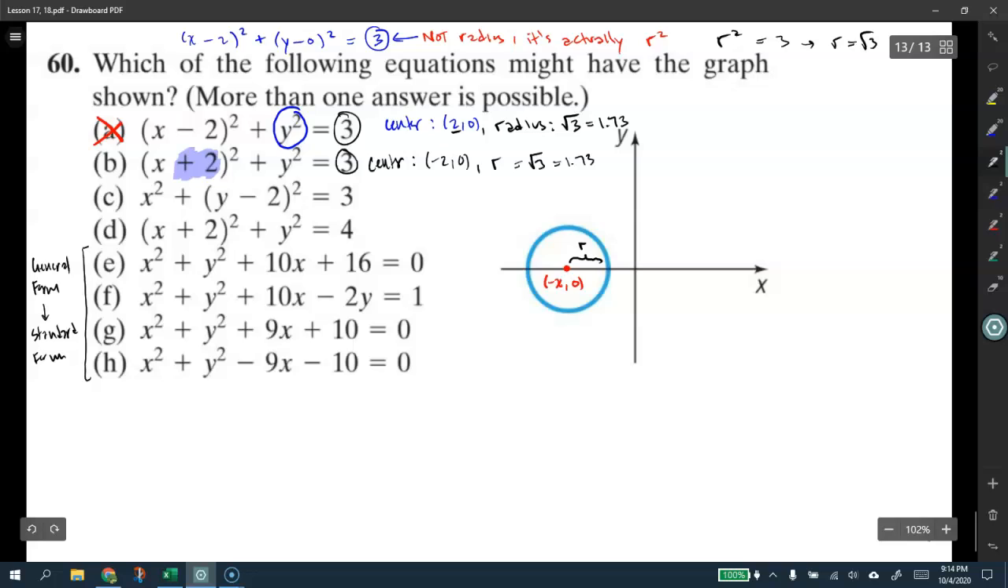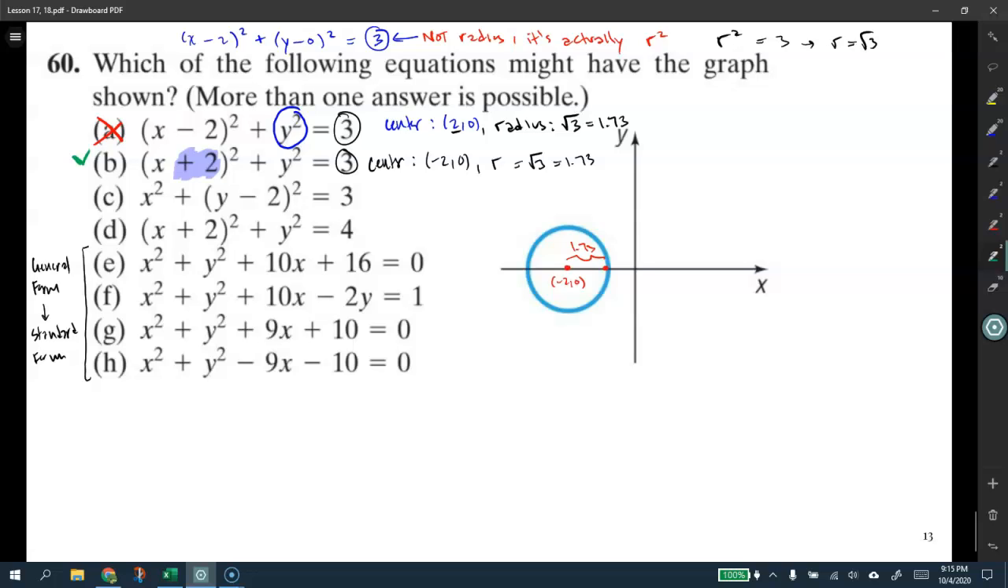If this is the case, then look at what would be happening. We would essentially be having a center right over here, and that's at negative 2, 0. That doesn't seem to be a problem. And its radius is 1.73 units. That doesn't seem to be an issue either. All right. So in fact, what we can do is we can keep equation B. Equation B makes a lot of sense.